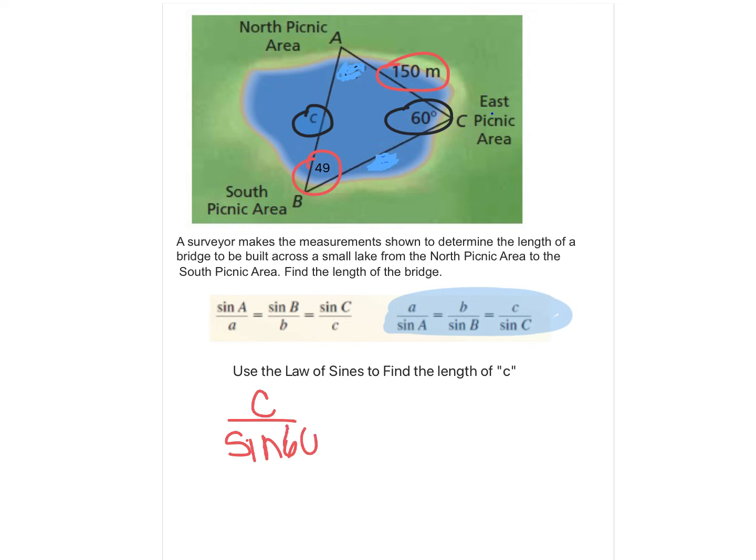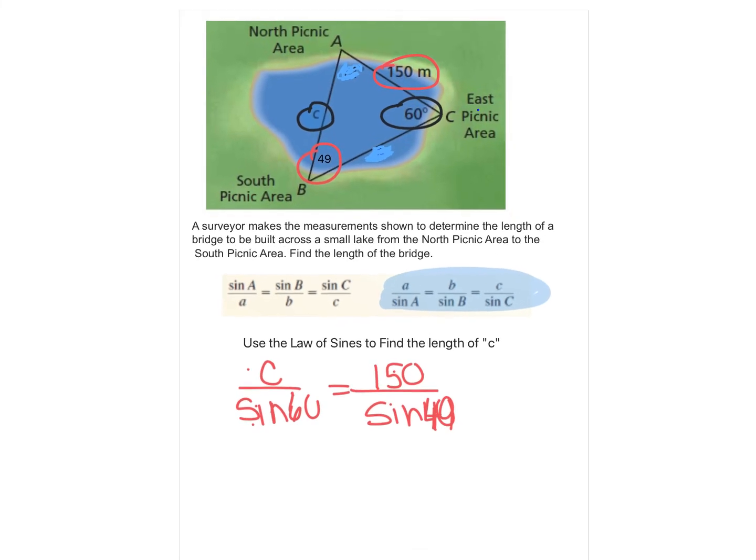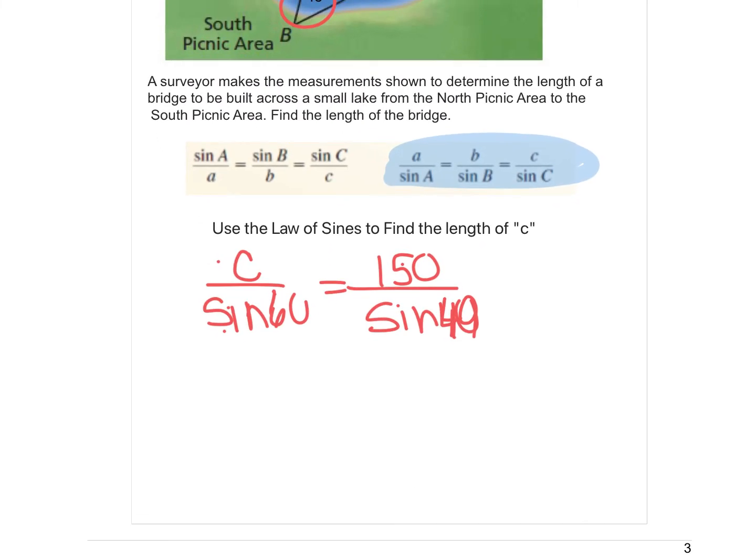Our side length divided by the sine of the angle opposite of it equals, and our side length is going to go on the top, so we'd have 150 over the sine of 49. So we have side length divided by sine of an angle equals side length divided by sine of an angle. Now, when we go to solve this, we like to have that missing C in the numerator. That way, all I need to do is multiply both sides by the sine of 60 to get C by itself. They cancel over here. That just leaves me C.